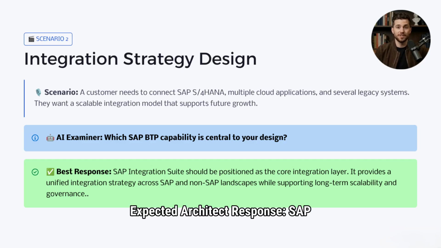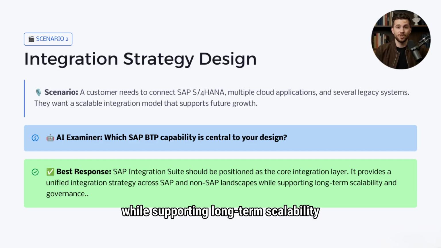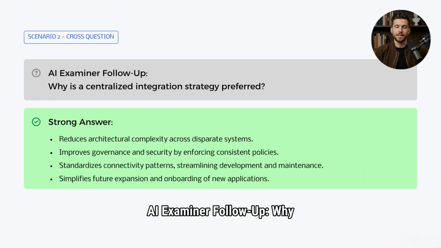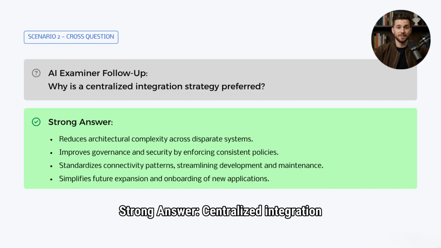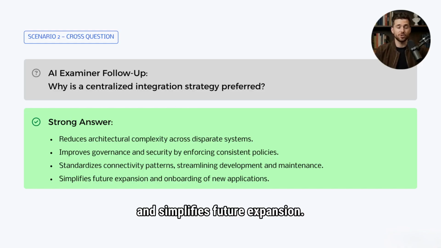Expected architect response: SAP Integration Suite should be positioned as the core integration layer. It provides a unified integration strategy across SAP and non-SAP landscapes while supporting long-term scalability and governance. AI examiner. Follow-up: why is a centralized integration strategy preferred? Strong answer: centralized integration reduces architectural complexity, improves governance, standardizes connectivity patterns, and simplifies future expansion.